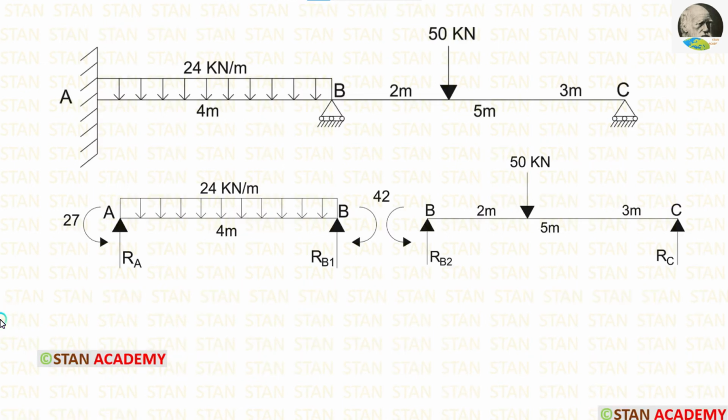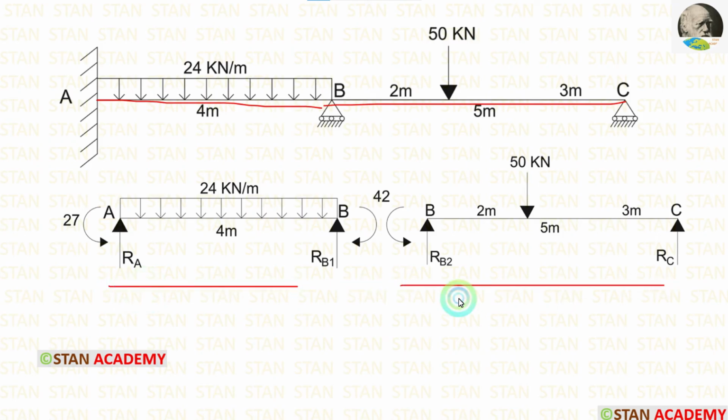In this analysis, we have calculated both of the moments. Now let us calculate the vertical reactions. For calculating the vertical reactions, we have to split the beam as per the spans. Here we have the spans AB and BC, so we are splitting the beam into two parts, AB and BC.